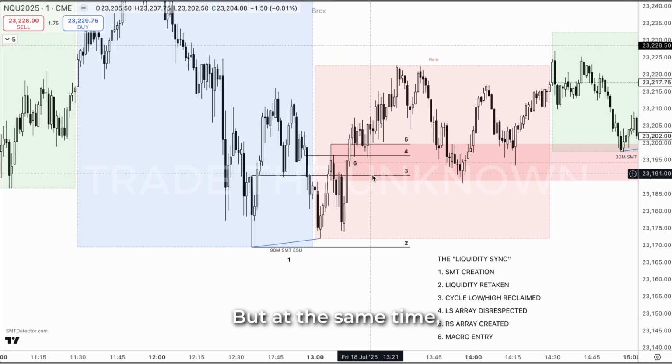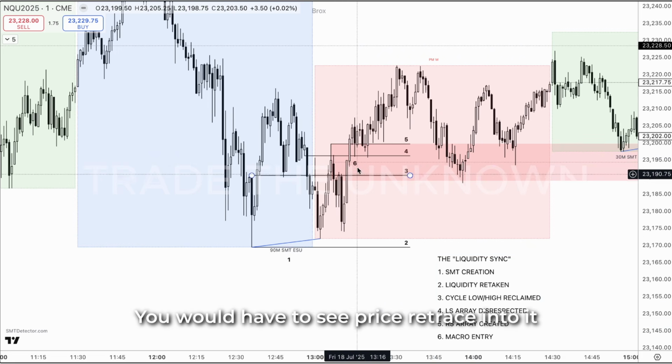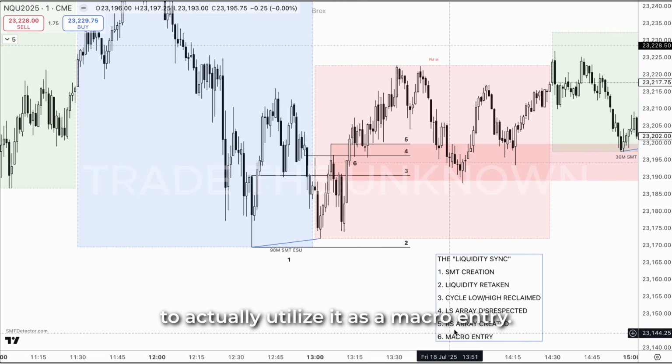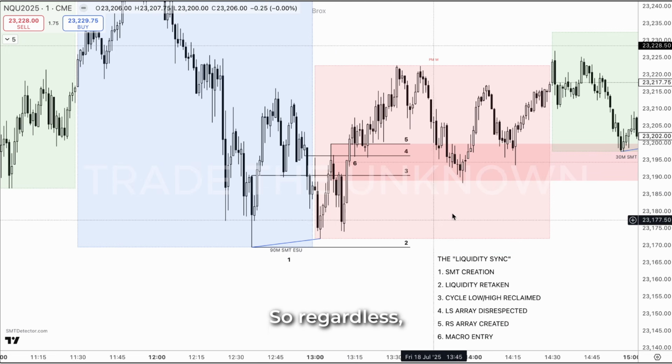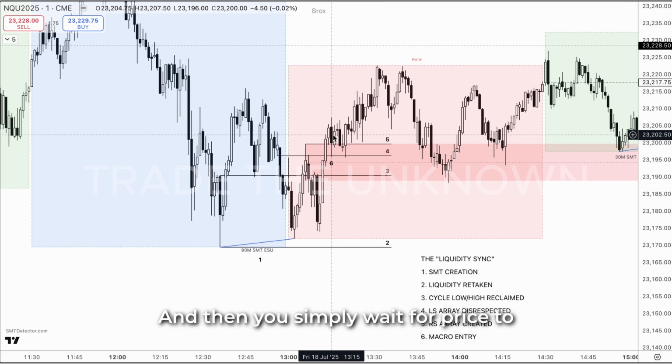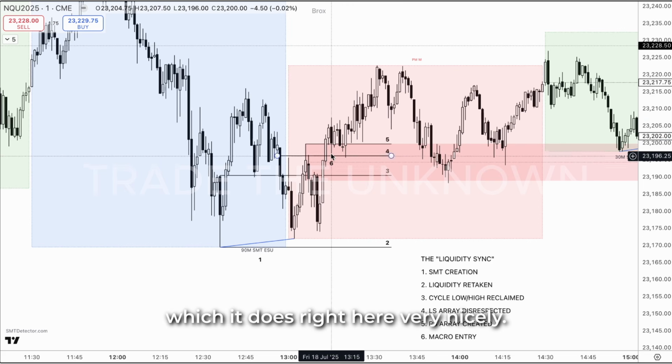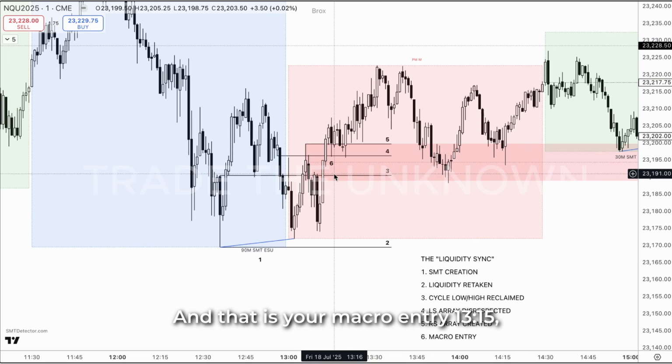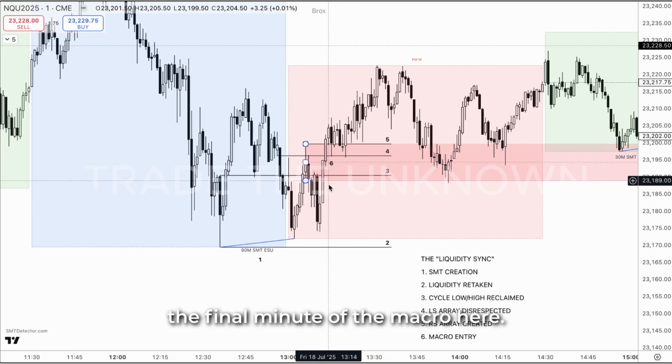array being created, but at the same time, you would have to see price retrace into it to actually utilize it as a macro entry. So regardless, you would have had to wait. So you wait here, and then you simply wait for price to retrace into it, which it does right here very nicely. And that is your macro entry, 13:15, the final minute of the macro here.